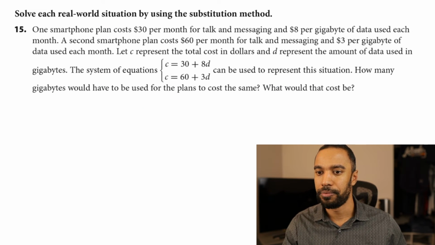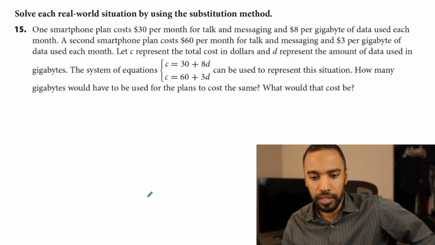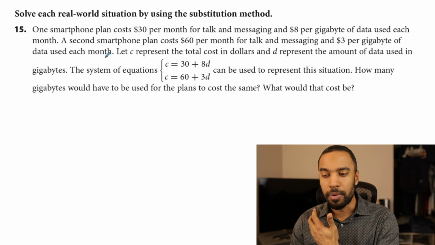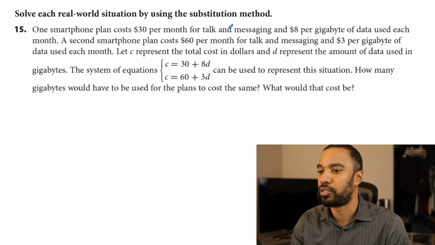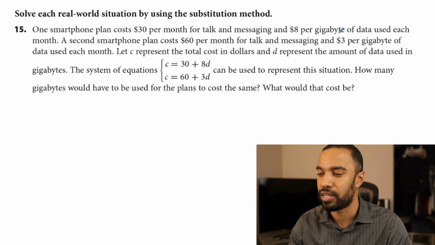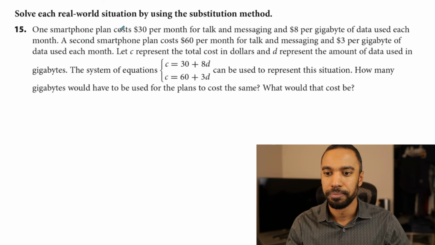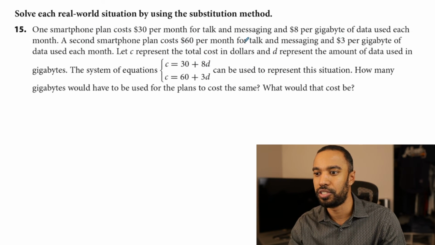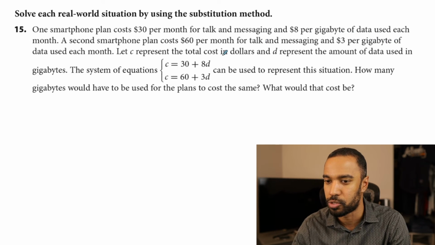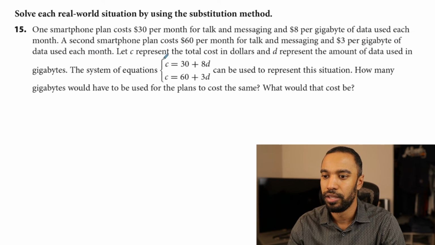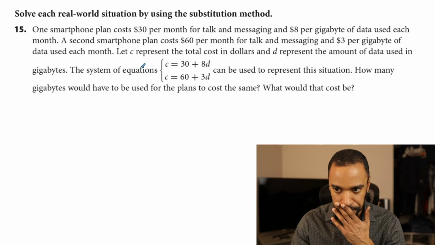So there's that word problem. Here's the last one, number 15. Oh, I'm past 15 minutes. One smartphone plan costs $30 per month for talk and messaging and $8 per gigabyte of data used each month. That's a lot of stuff. Good thing we have a model. Second smartphone plan costs $60 per month for talk and messaging and $3 per gigabyte of data used each month. Let C represent total cost in dollars, and D represent total amount of data used in gigabytes.